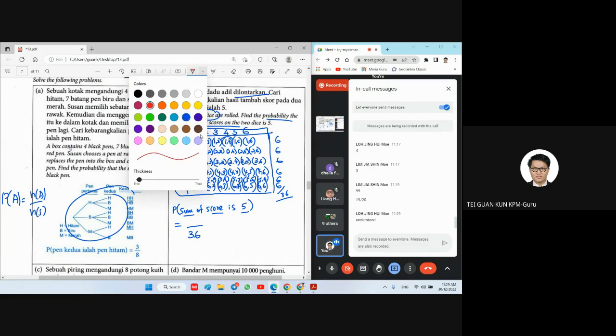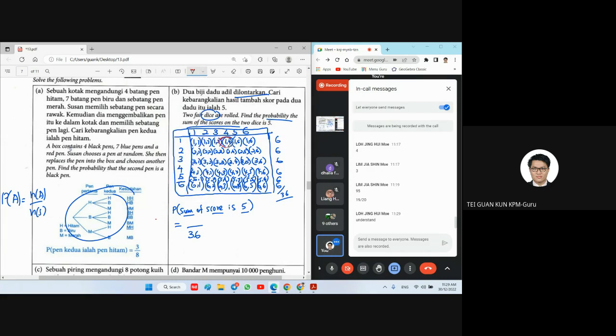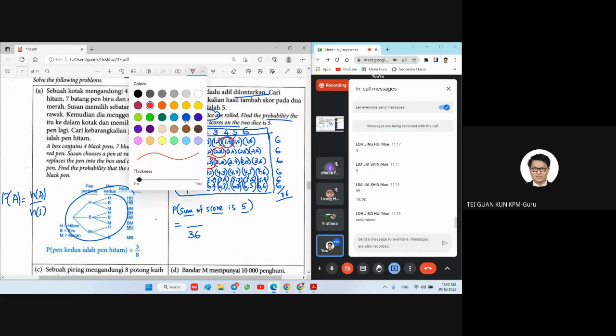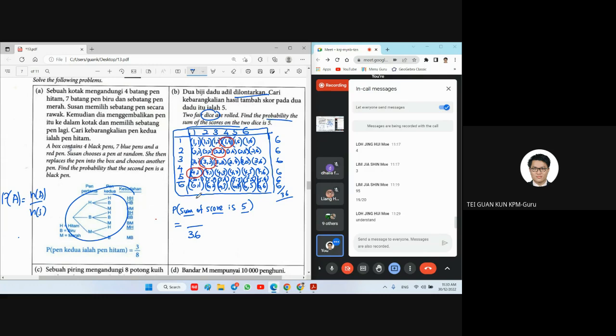So, the sum is 5, is this one. The sum of score is 5. Lagi apa? 1, 4, sum is 5. 2 dengan 3, the sum is 5. Apa lagi? Daripada semua outcome ni, 3, 2. Lagi? 4, 1. Ada lagi? That's all, isn't it? Okay, that's all. So, 4.